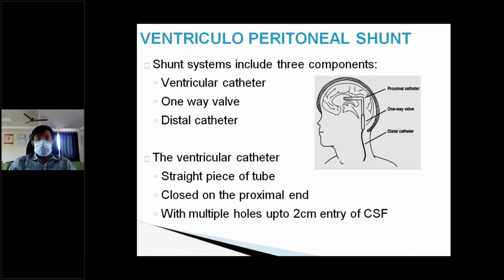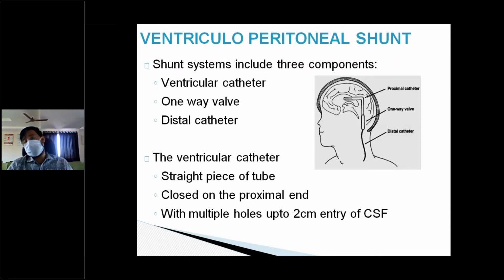Most commonly for hydrocephalus, we do the ventriculoperitoneal shunts. The shunt system includes three compartments: the ventricular catheter, a one-way valve, and the distal catheter. The ventricular catheter is a straight piece of tube closed at the proximal end with multiple holes up to 2 cm, placed in the center of the CSF.